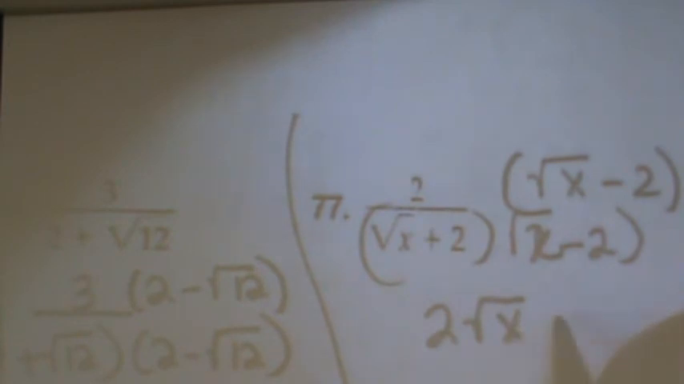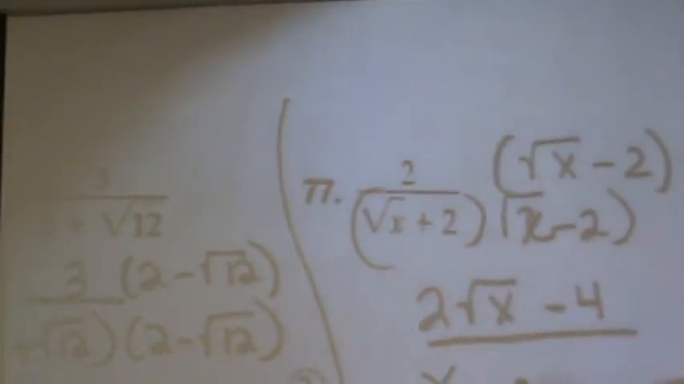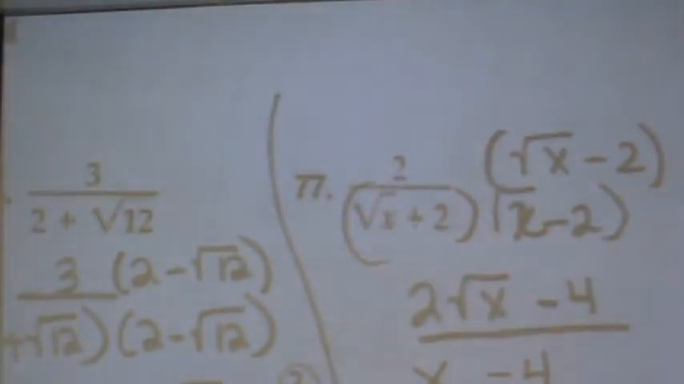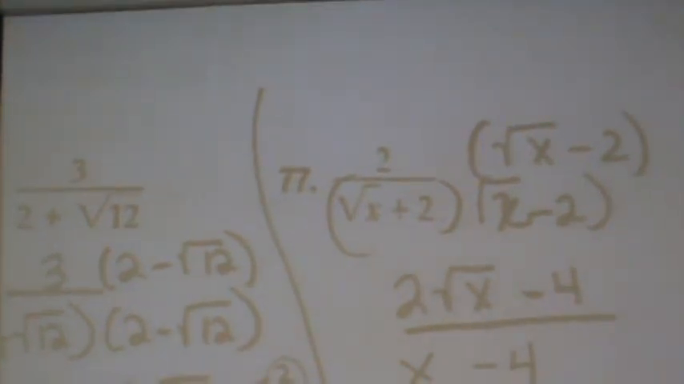In 77, you're going to multiply by the conjugate, which is root x minus 2. Root x minus 2. So you have 2 root x minus 4 over root x times root x is x. Root x times, these next 2 will cancel, and then you have minus 4. Now, we don't have any more radical in the denominator, which is fine.